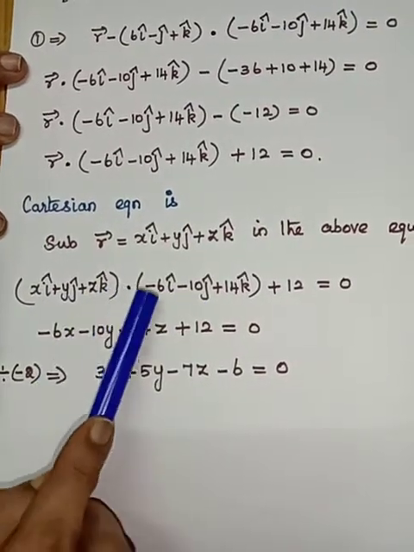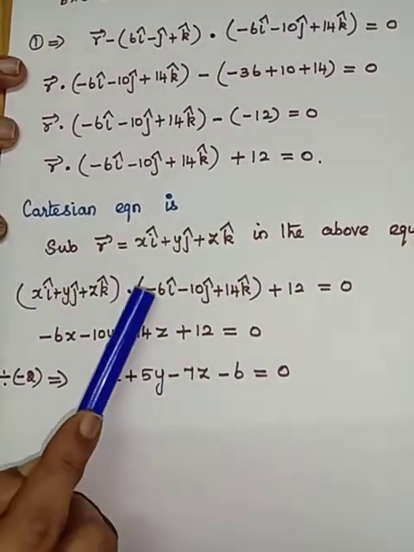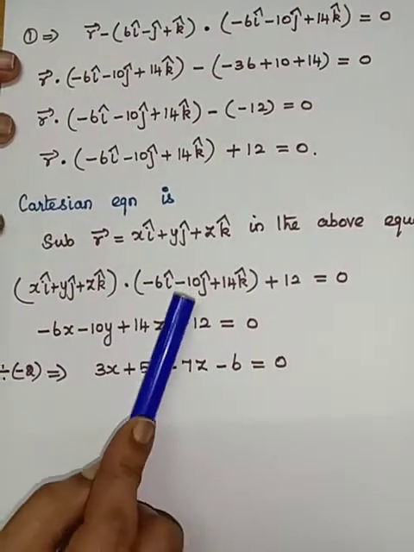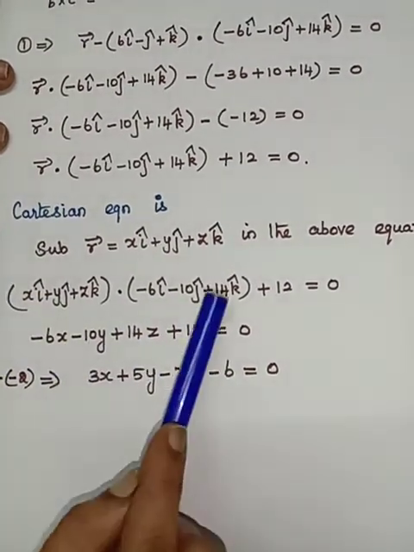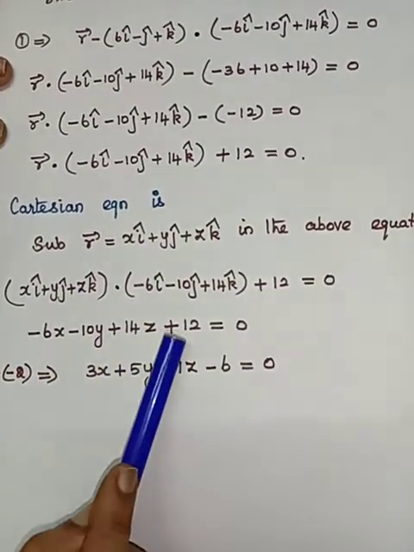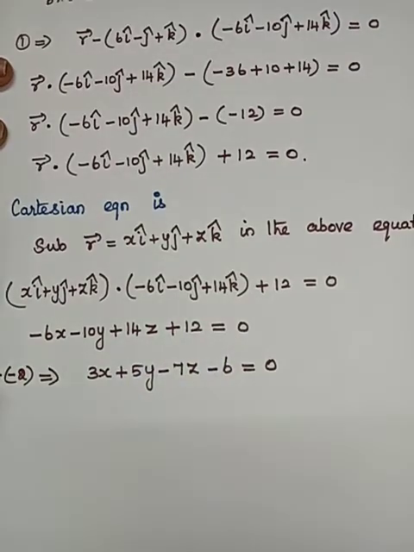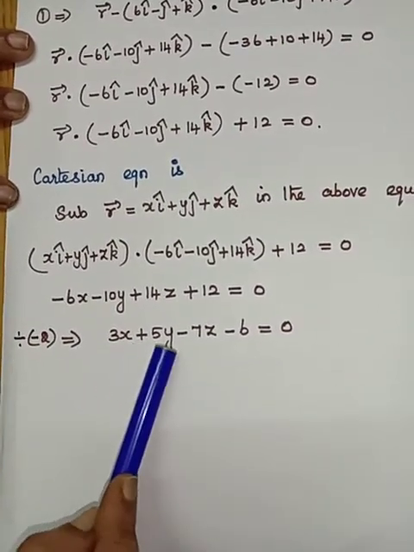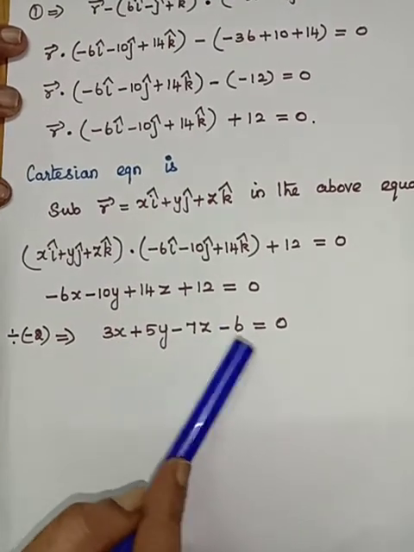So how to take the dot product? Multiply the same components and then add. So minus 6 into x is minus 6x, minus 10 into y is minus 10y, plus 14 into z is plus 14z. Already here you are having plus 12 is equal to 0. When you divide it by minus 2, you will get the answer as 3x plus 4y minus 7z minus 6 is equal to 0.